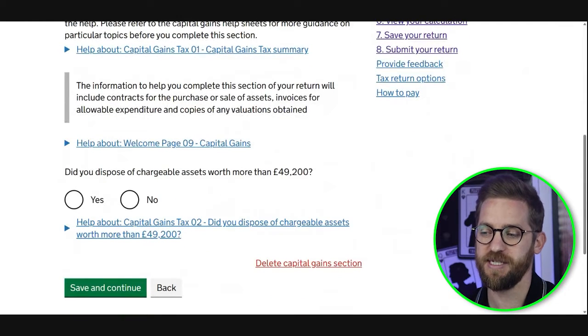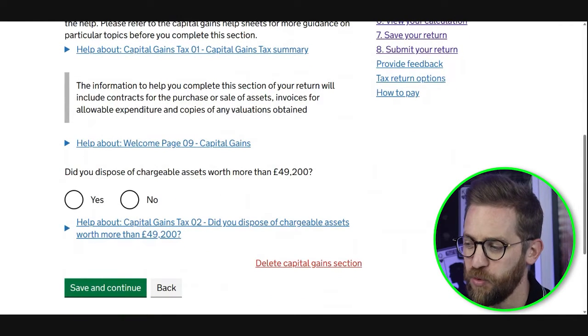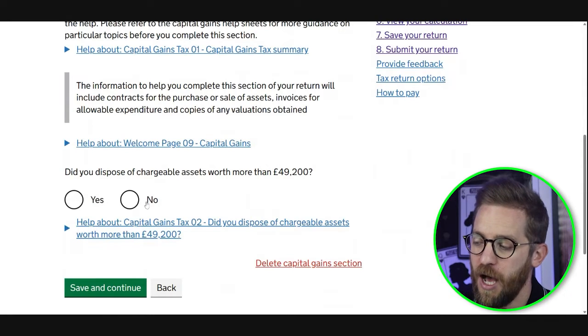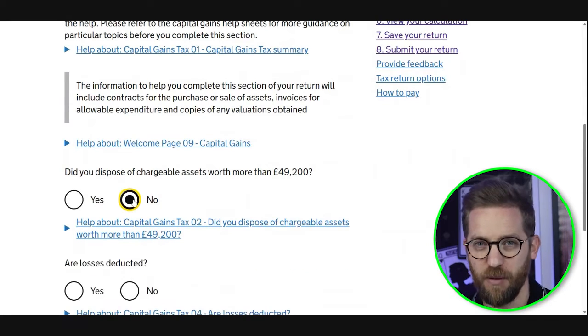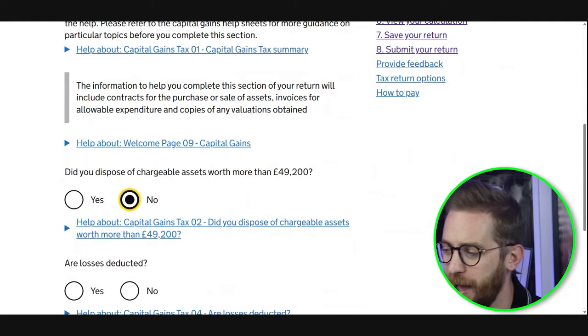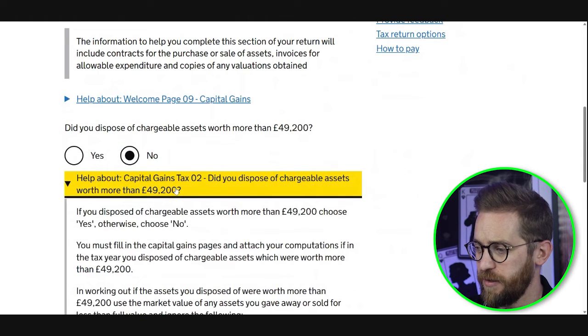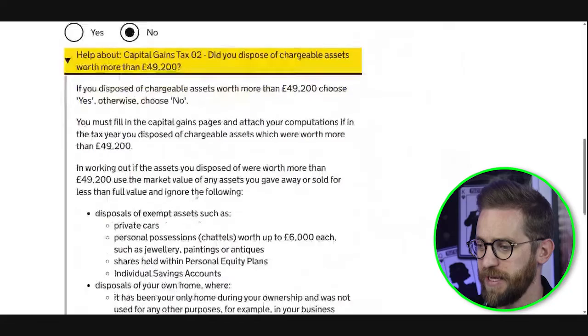So the first question is, did you dispose of chargeable assets worth more than £49,200? I'm going to say no. We'll do a basic example where my proceeds from sale are less than this. However, it's worth pointing out, if you click on the link below, you'll get a bit of additional information.